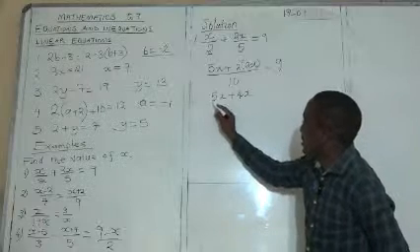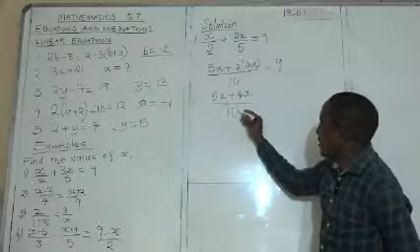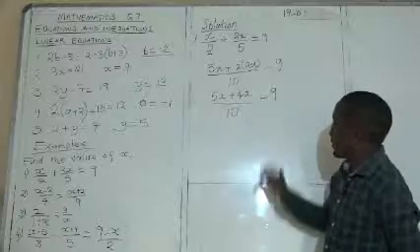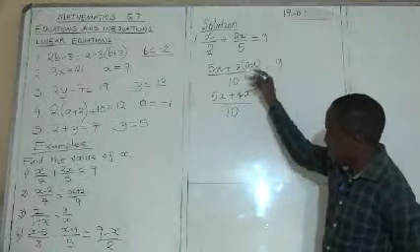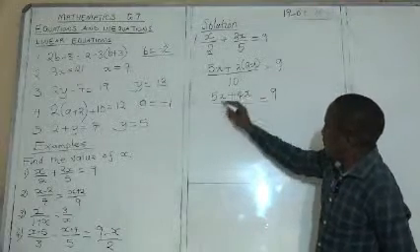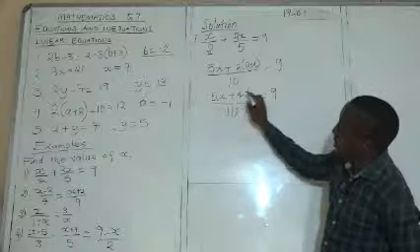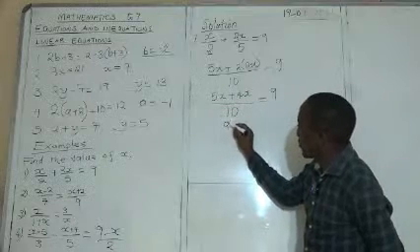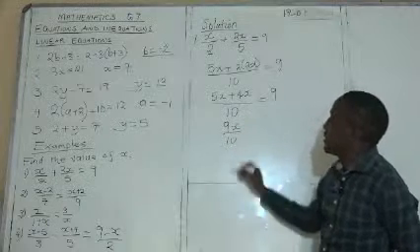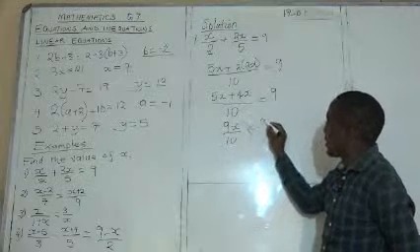Okay, then the denominator here is 10. Then you say is equal to 9. Okay, so at this stage you can add the numerator. So you have 5x plus 4x, which will give you 9x. Then the denominator is 10. So you say is equal to 9.